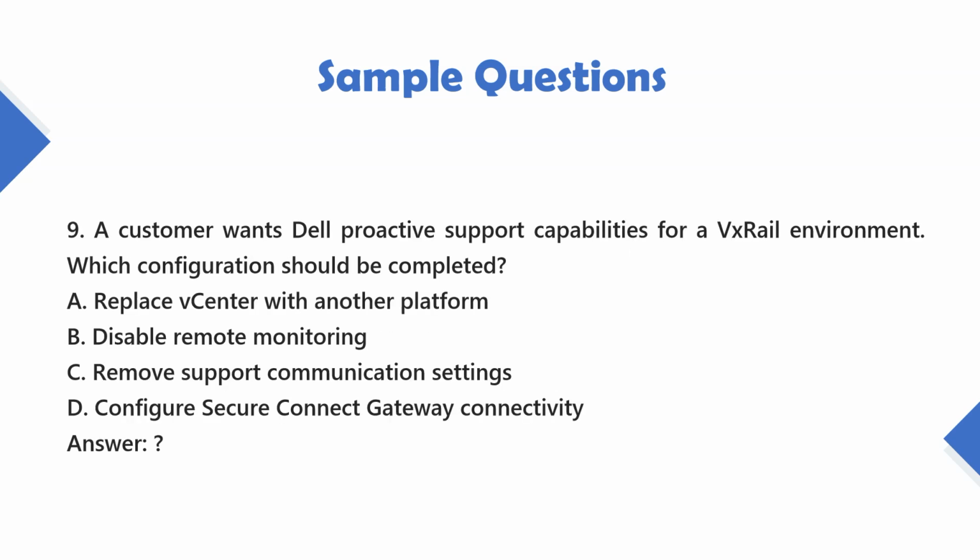9. A customer wants Dell proactive support capabilities for a VxRail environment. Which configuration should be completed? A. Replace vCenter with another platform. B. Disable remote monitoring. C. Remove support communication settings. D. Configure secure connect gateway connectivity.